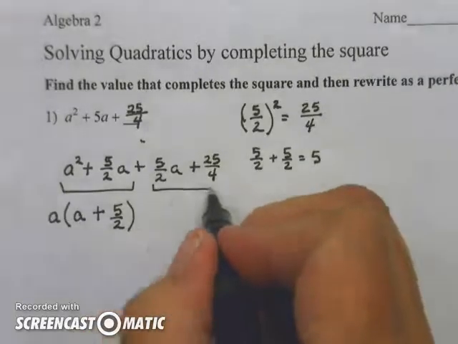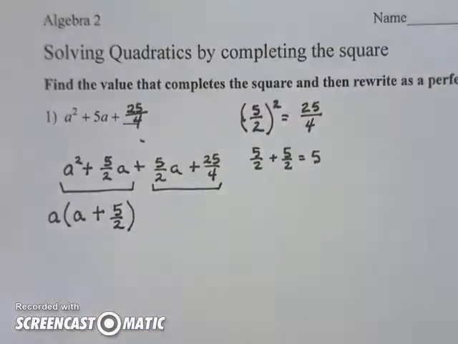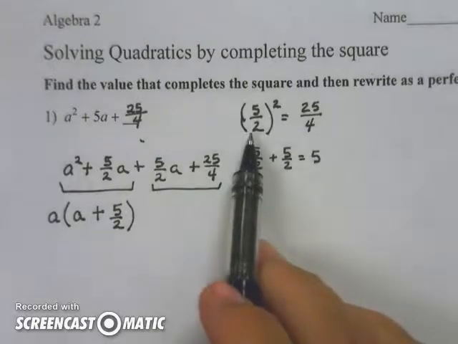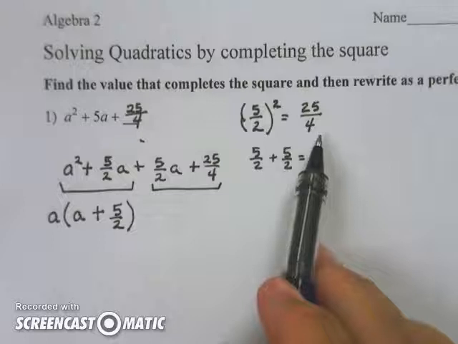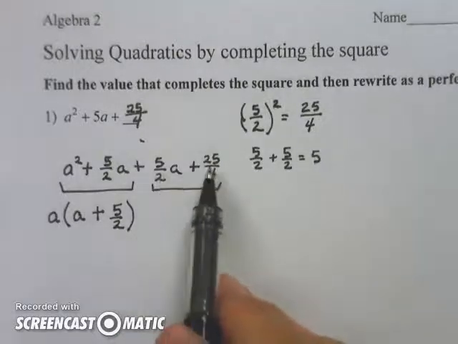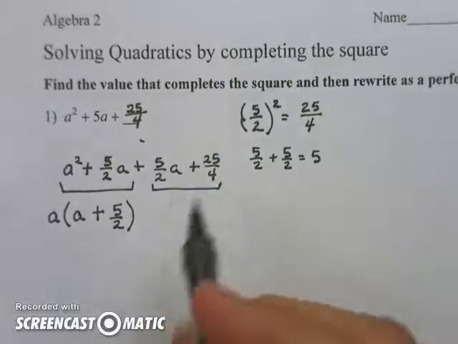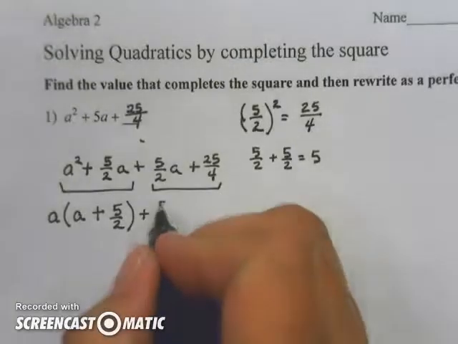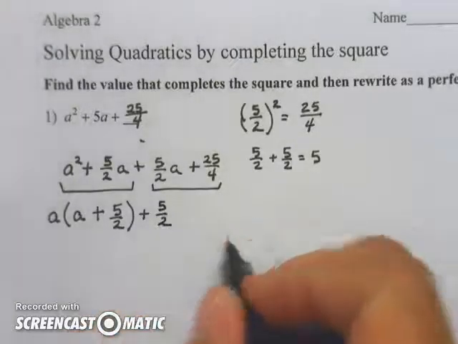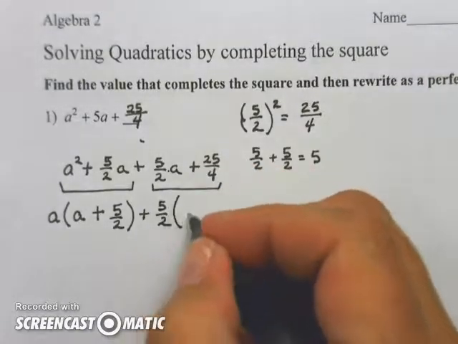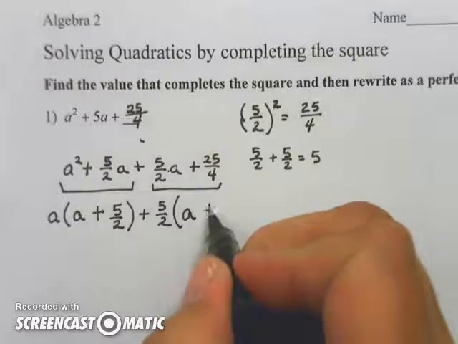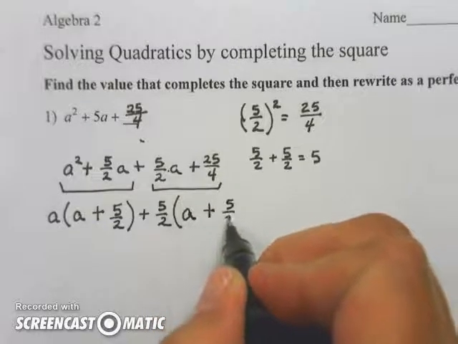And I'm going to take my second two terms. I look at those and I have to find something that is in common to them. Well, I need to remember here that 5 halves times 5 halves is my 25 fourths. So both of these have 5 halves in them. That would be my common factor. So if I remove the common factor of 5 halves, I'm left with an a plus 5 halves.